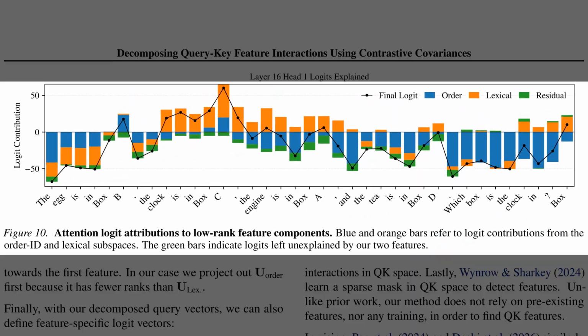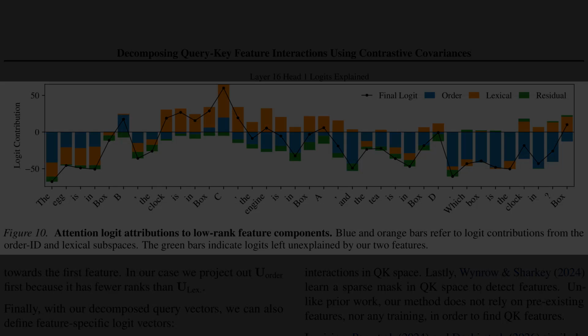Okay. Distinct geometric spaces are great, but Figure 10 asks a quantitative question. Do these spaces actually drive the attention scores? This chart breaks down the logits for a head solving a binding task. The black line tracks the final attention score, peaking at the correct answer, C. The stacked bars reveal that this peak is driven almost entirely by the blue order ID and orange lexical subspaces. Crucially, the green residual portions are minimal, confirming that the decomposition successfully captures the true mechanism behind the model's prediction.